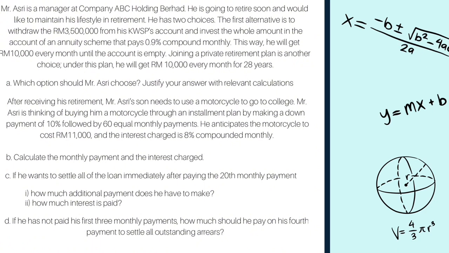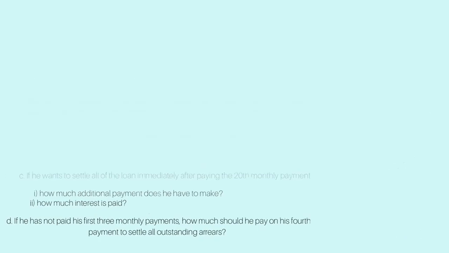He has two choices. The first alternative is to withdraw 3,005,000 ringgit from his KWSP account and invest the whole amount in an annuity scheme that pays 0.9% compounded monthly. This way he will get 10,000 every month until the account is empty. Joining a private retirement plan is another choice. Under this plan, he will get 10,000 every month for 28 years. Okay, for question A, which option should Mr. Asri choose? Justify your answer with relevant calculations.